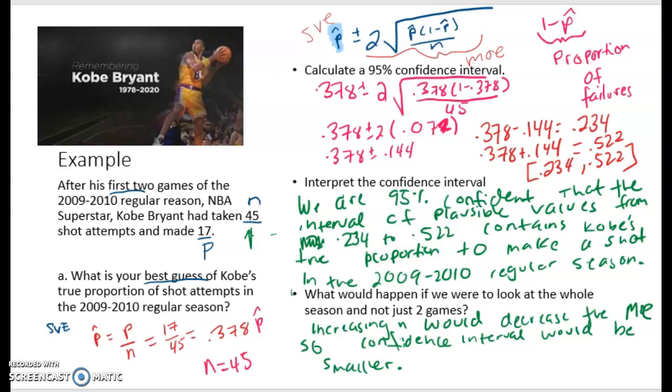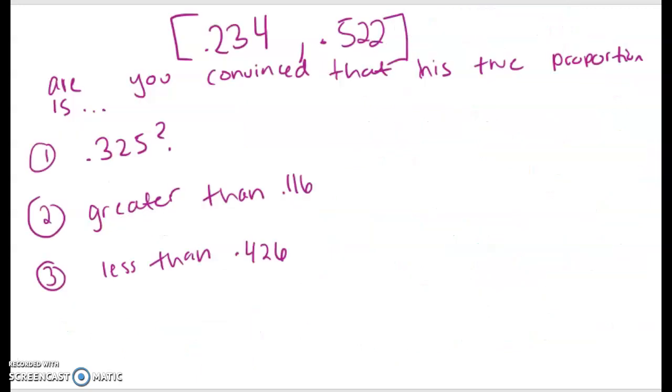I want to ask a couple questions. We haven't talked about these too much. So let's look back at what this confidence interval is. It's 0.234 to 0.522. Okay, so I just took a moment to write the confidence interval that we calculated for Kobe Bryant's true proportion to get a shot. So there's some questions that I could ask you, such as, are you convinced that his true proportion is... So let's say, are you convinced that it could be 0.325?